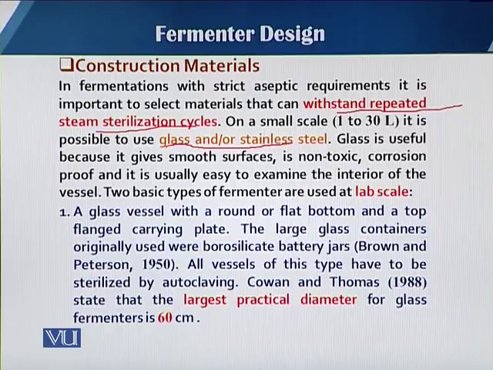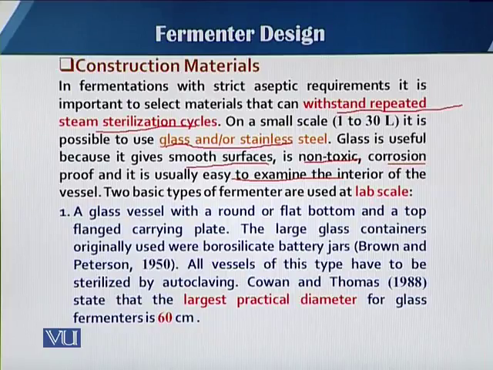Glass is useful because we know that glass has a very smooth surface, it is non-toxic, corrosion proof, and it is usually easy to examine from the outside. So these are the positive points of a glass fermenter. But there is a limitation: we can utilize glass material only at the lab scale, or to some extent at the pilot scale. When we are talking about the glass vessel, it can have a round or a flat bottom.